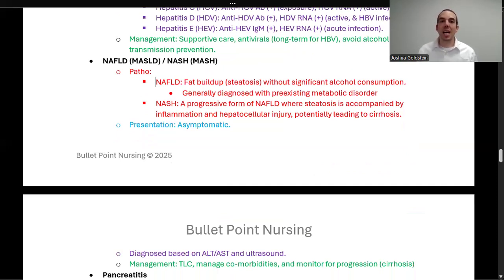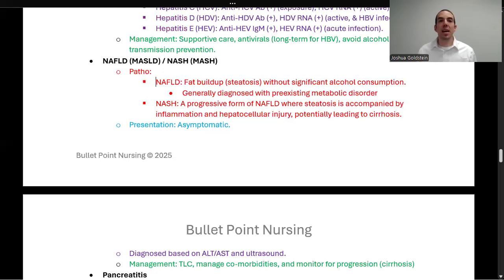The management for hepatitis, we're going to give them supportive care, meaning manage their symptoms. We're also going to give them antiviral treatment. We'll give it acutely for most of these. And if they have hepatitis B virus, which is not curable, it's treatable, they're going to get it long term. We're also going to tell them to avoid alcohol and avoid getting others infected. We're also going to tell them to avoid anything that can be toxic to the liver, such as hepatotoxic medications.